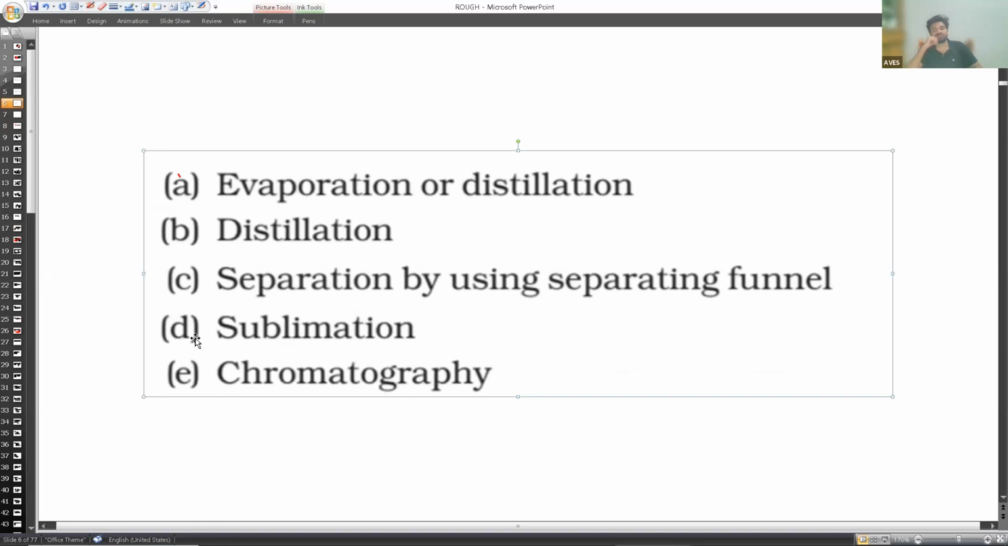Note this one. The answer for the first question is evaporation and distillation. You can separate by evaporation. Second is distillation. Third one is separation by separating funnel, sublimation, and the last one is chromatography.